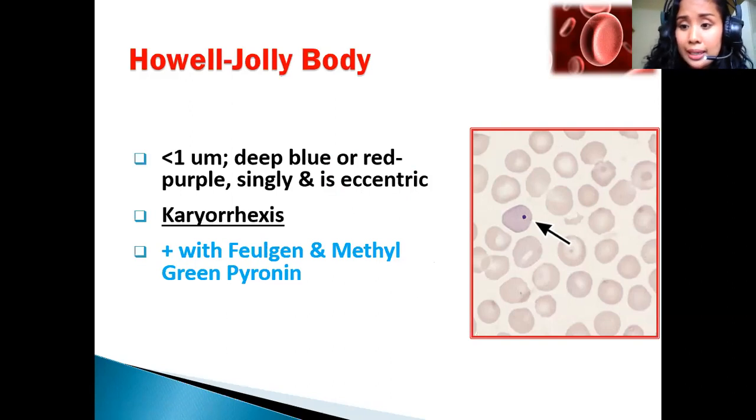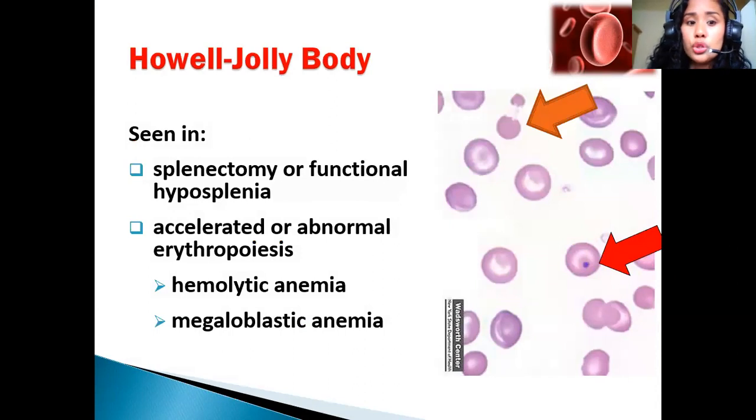So this is due to karyorrhexis. Normally, guys, dapat your nucleus is extruded, removed, and fragmented. And apparently, due to abnormal erythropoiesis, may natira na DNA fragments. So that is your Howell-Jolly body. Guys, it will stain violet upon Feulgen stain. So if it's Feulgen stain negative, it's an RNA. Iba siyang inclusion na yan.